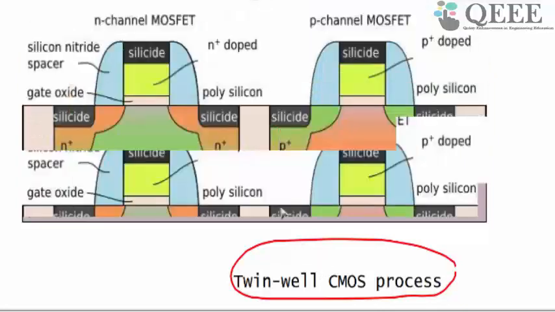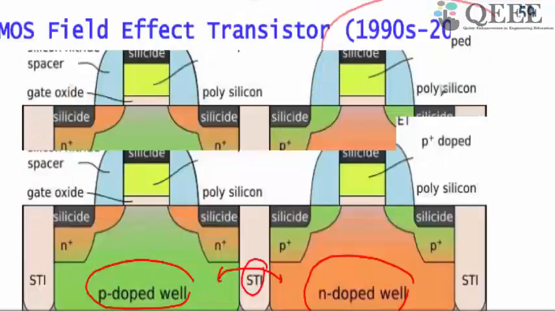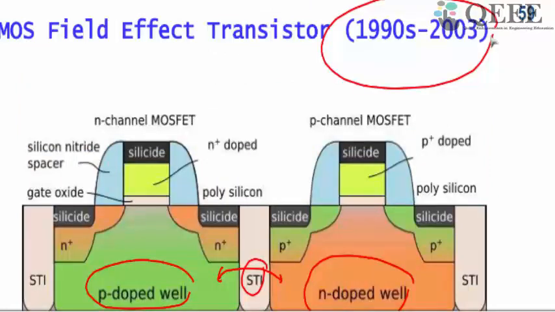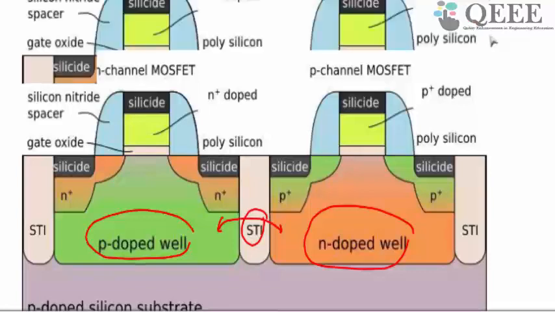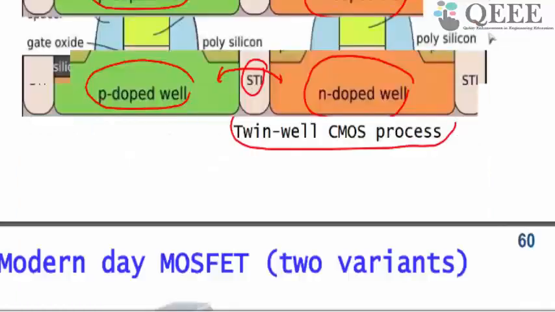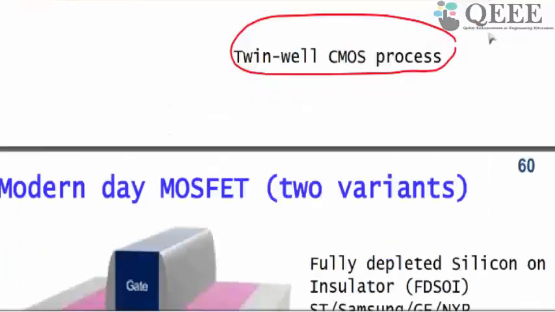So this happened during the 1990s to 2003. Then in the early 2000s, people found out that it is very difficult to make the transistor smaller and smaller at the same time with higher and higher performance. So people came up with different innovations. You don't buy transistors, right? You buy chips, because chips may contain millions or billions of transistors.